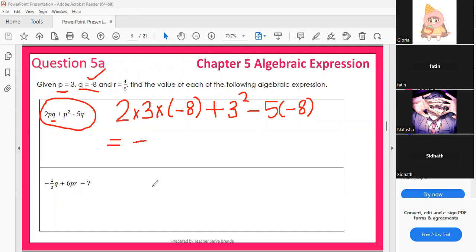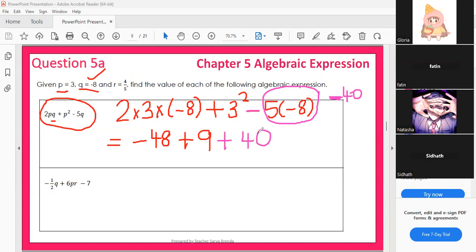Surely I get negative number. And the answer will be -48. 36, 42, 48. And then I will plus, continue here, plus with 3 squared, which is 9. And then, look here, minus 5 times -8. So, this 5 times -8 will give you -40. Yes or not? Because 5 times -8 is -40. But a negative and a -40 means what will happen? It will become positive 40.